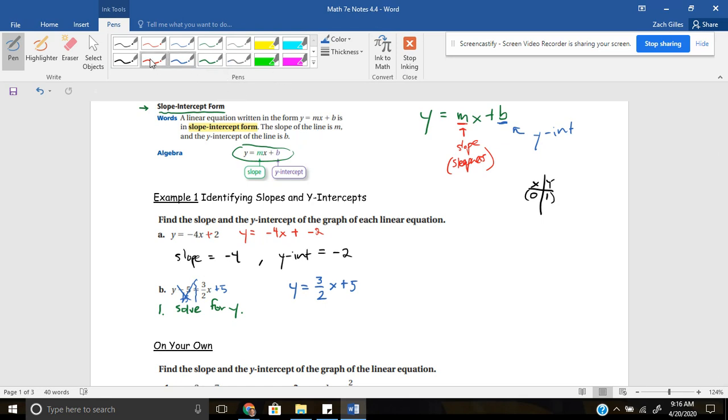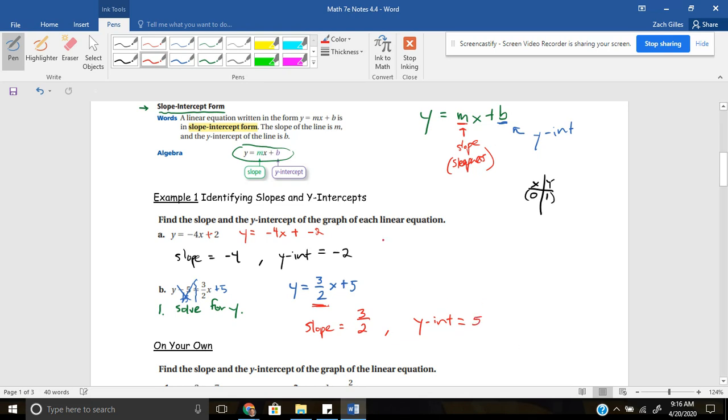Now we can go to our second step. The number that's in front of x is 3/2, so my slope is 3/2. Remember, rise over run, up 3, right 2. And my y-intercept, the number that's being added to the end, is 5.